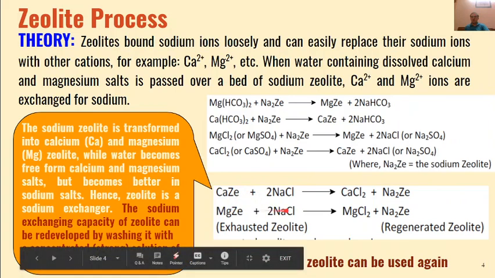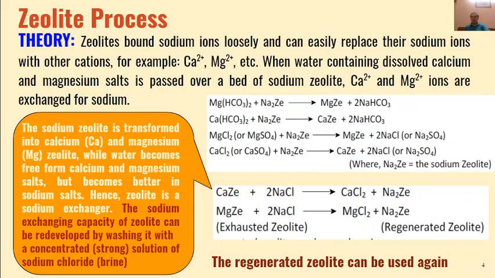So if we treat these with brine, or sodium chloride solution, then the calcium zeolite will be converted into calcium chloride and sodium zeolite will be regenerated. Similarly, if we have magnesium zeolite, when this reacts with sodium chloride, we will get magnesium chloride and sodium zeolite will be regenerated. So this is how, by washing with sodium chloride, the zeolites can be regenerated to be used again for the softening process.